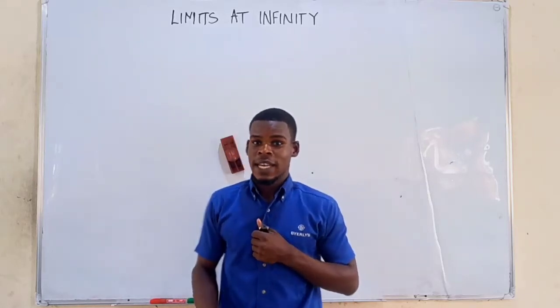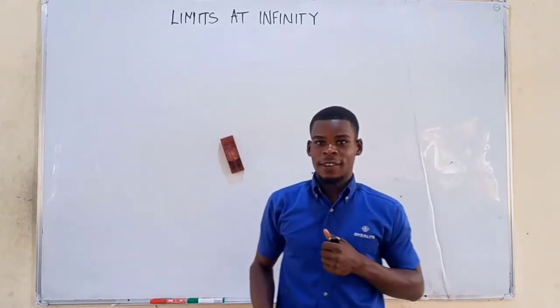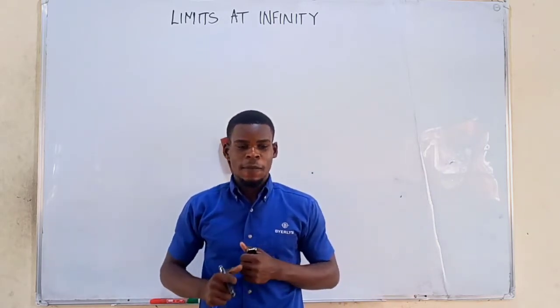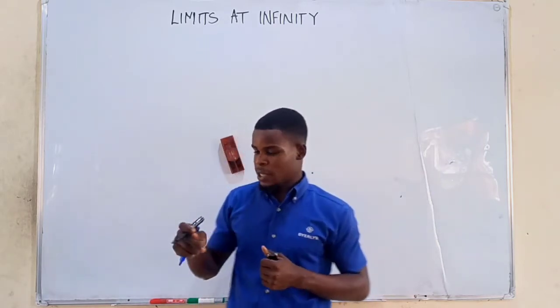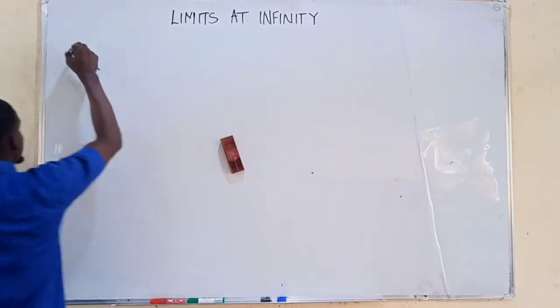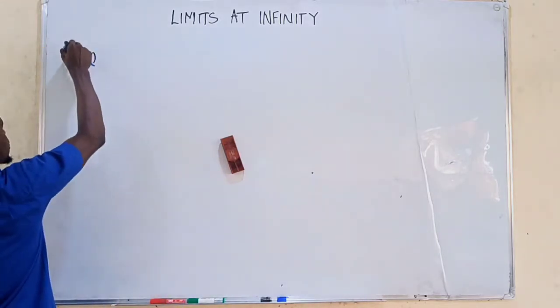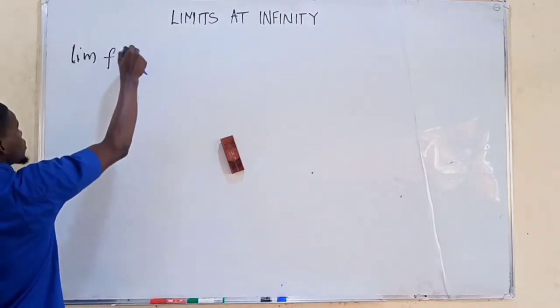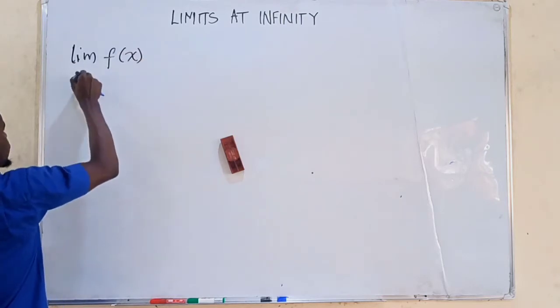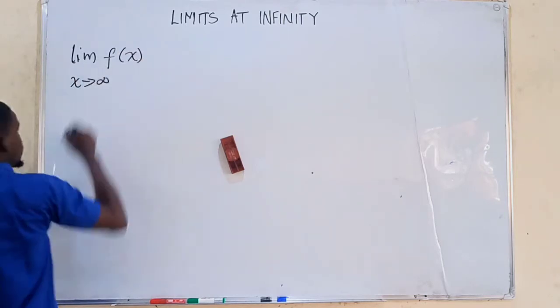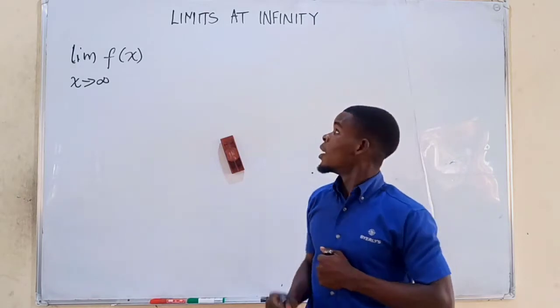Now in this video, we want to look at limits at infinity. What that tells us is that we want to look at the limit of a function, let's say a function of x. The limit of f of x as x approaches infinity. So that's what we mean by limits at infinity.